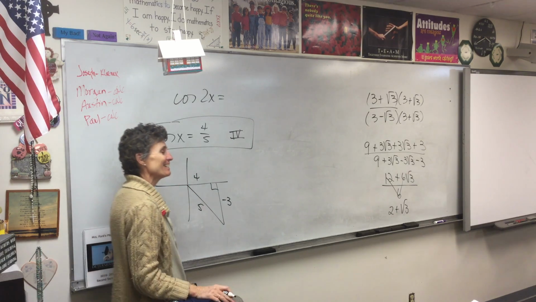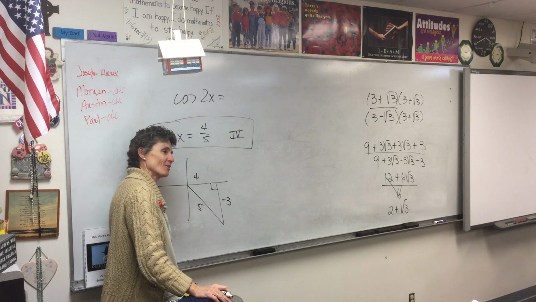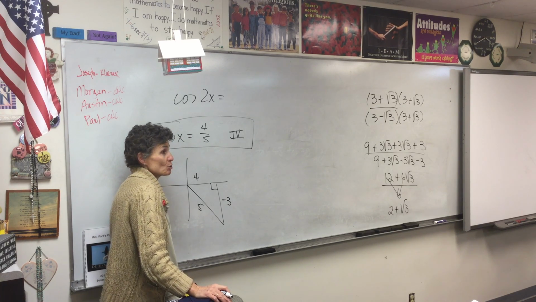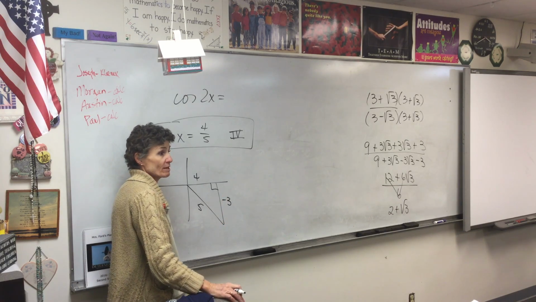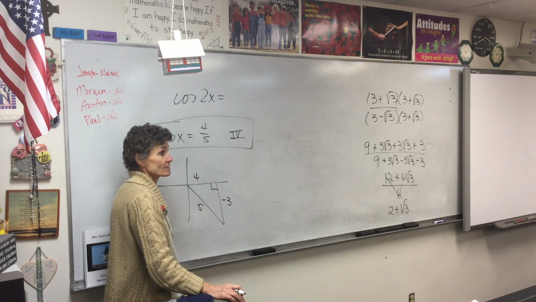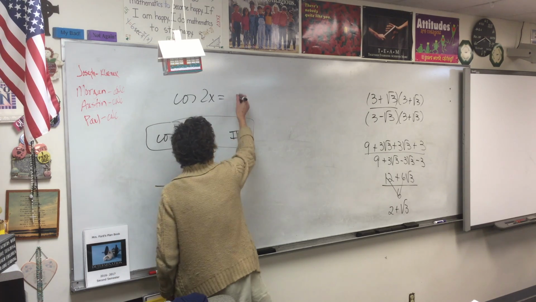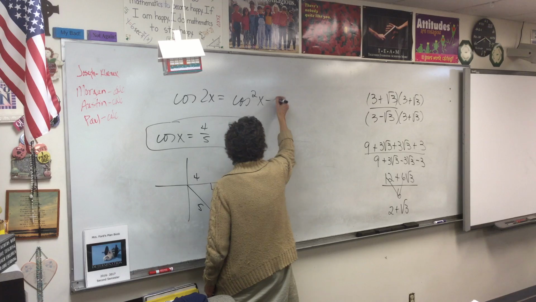Cosine 2x. Here we go. I know it's long. I know. Cosine 2x. You've got some formulas. I don't care which one you want to use. There are 3 of them. It does not make a single bit of difference. Is that the double identity? It's a double angle identity. Cosine squared minus sine squared is the one we use most often.